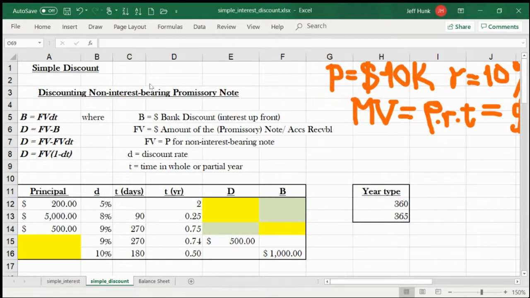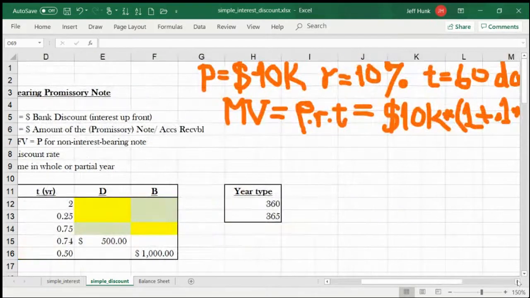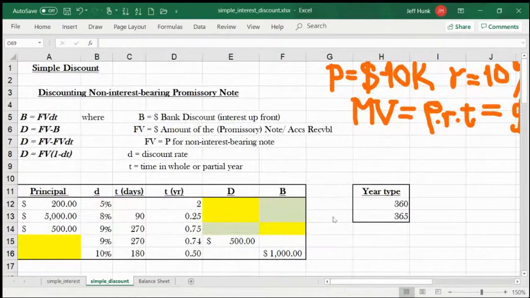Now, there are two types of promissory notes: non-interest bearing and interest bearing. Of course, we've been using interest bearing promissory note examples so far because that is normal. But sometimes promissory notes are non-interest bearing, meaning they're not paying any interest. Is that possible? Yes, it's possible. Think of it this way.